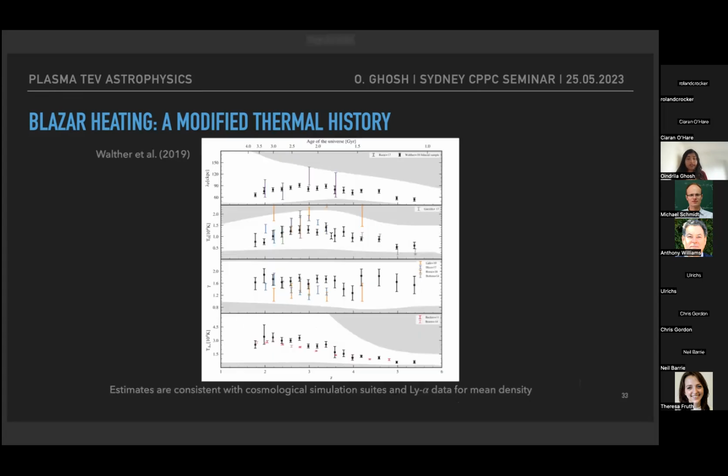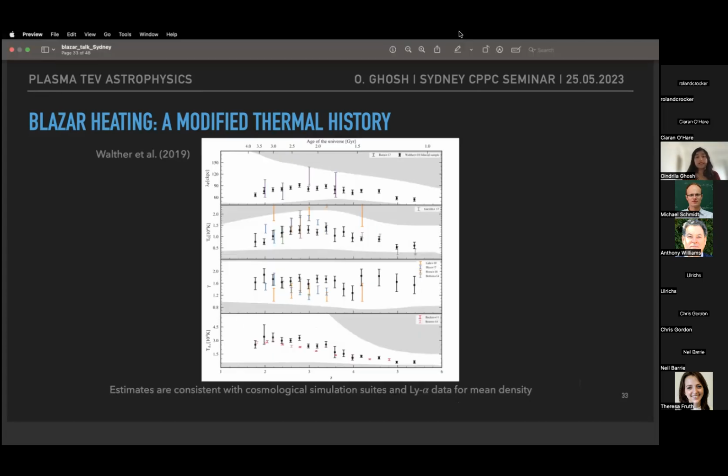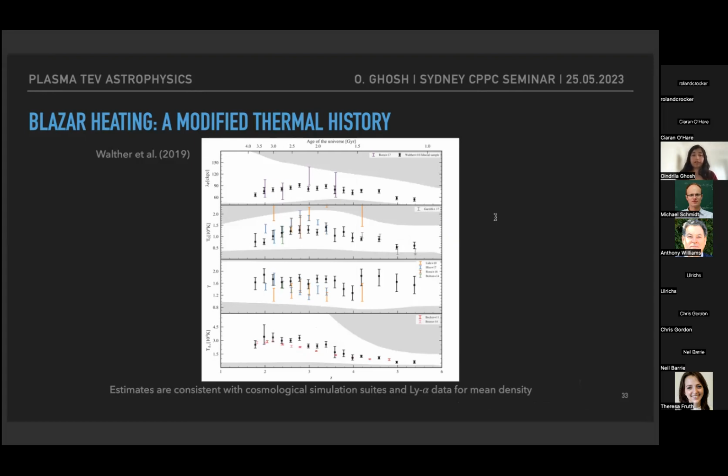So these estimates are consistent with Lyman alpha observations. So here we see a temperature redshift relation, for example, and this is between redshift 2 and 3. We compared this with our estimates, and they are consistent with large-scale cosmological simulations in the absence of blazar heating, and in taking into account blazar heating, we derive a better fit.